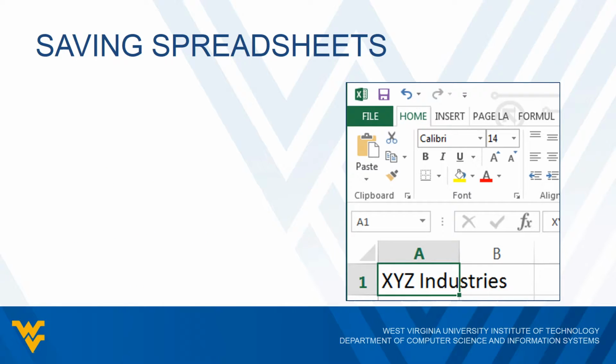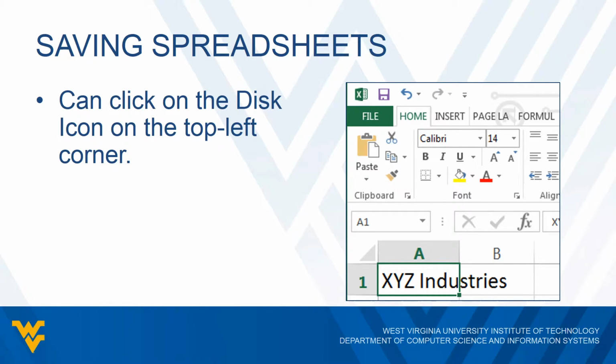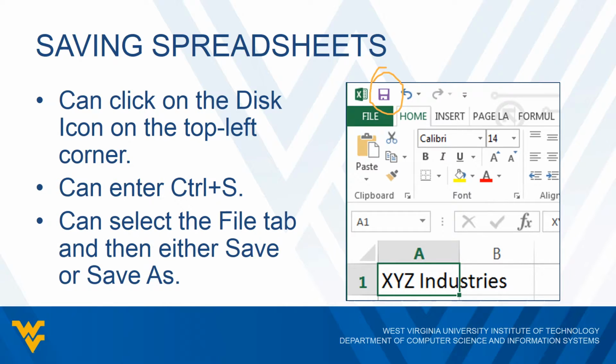To save a spreadsheet, you can click on the disk icon in the top left corner. So that would be this icon right here. So we can click that. You could also use the Control S key combination to save if you want to. And you can even select the File tab and then either select Save, or you can even Save As if you want to name it as a different type of file. But we have a couple options for saving your spreadsheet files.